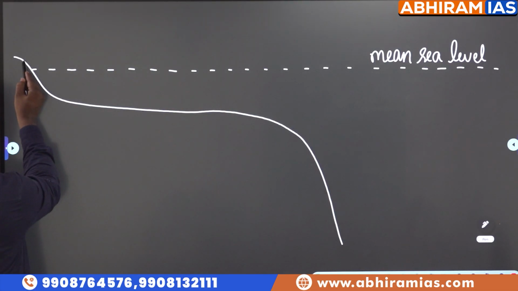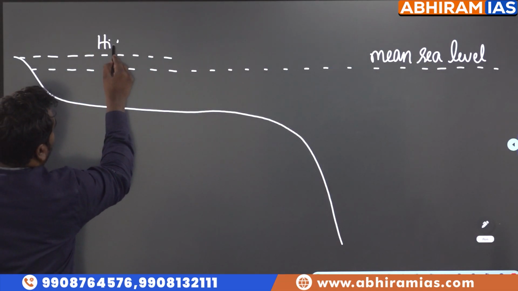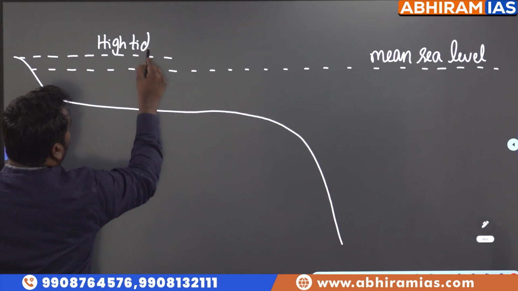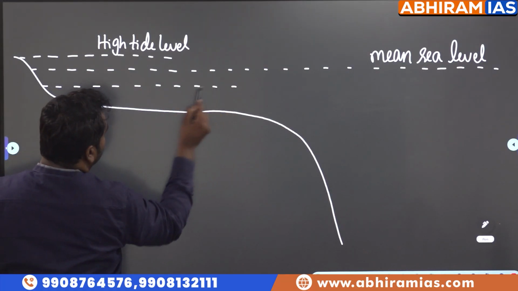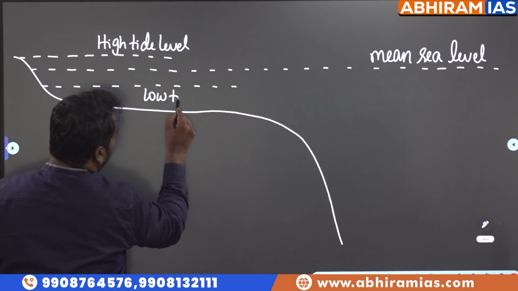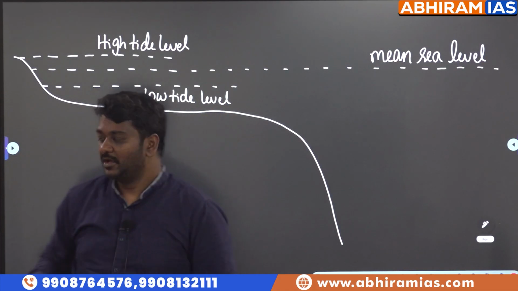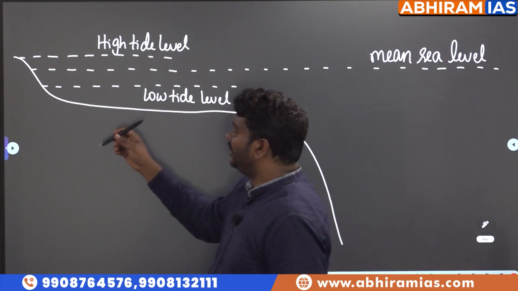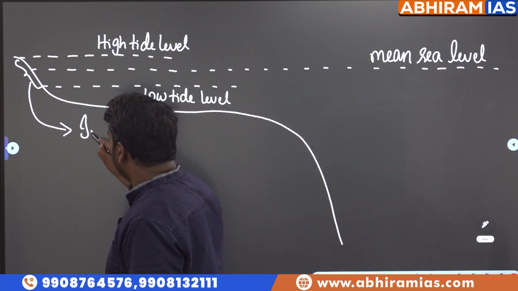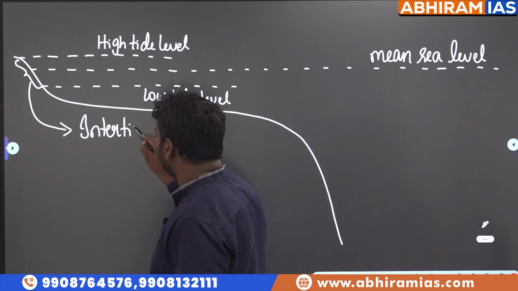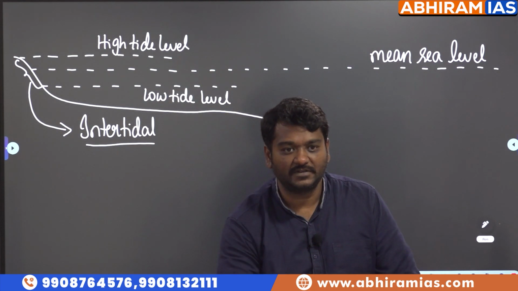And water level increases during tides. So you will have high tide level, and whenever water level decreases, there will be low tide level. Okay, so high tide level, low tide level. Now this particular part is called the intertidal region.